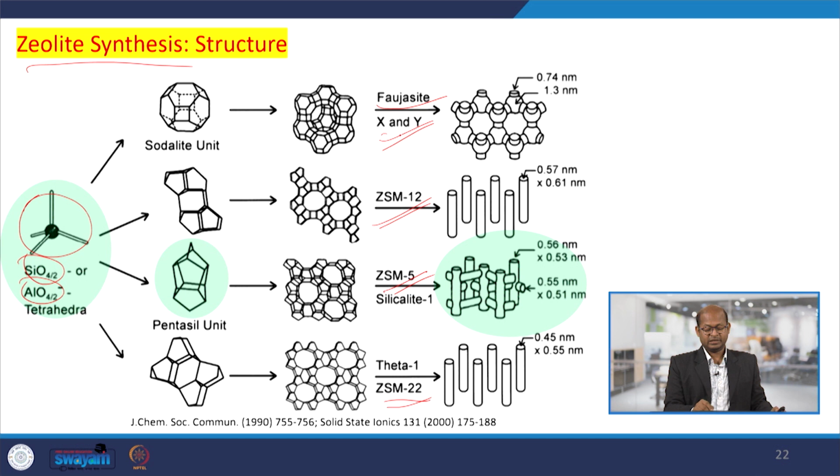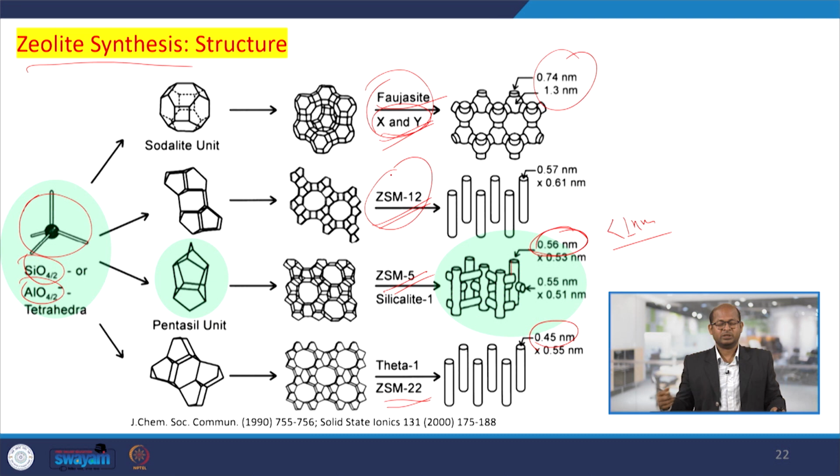Faujasite X, Y it is called. You can see the diameter of that pore, a cylindrical pore is there. Here it's 0.56, less than 1 nanometer. So, these are really microporous materials. Depending upon the synthesis or the ratio of silica alumina, different types of structure formations are there, and at the same time different types of pore formations are there.